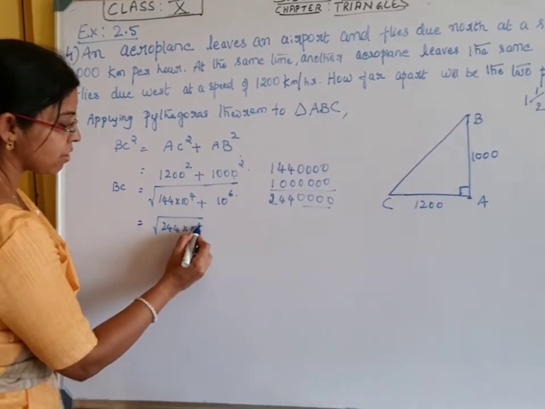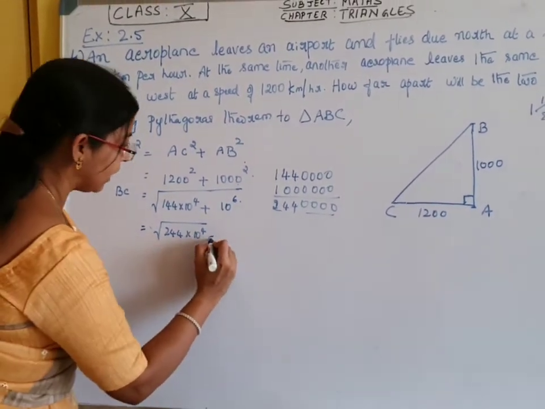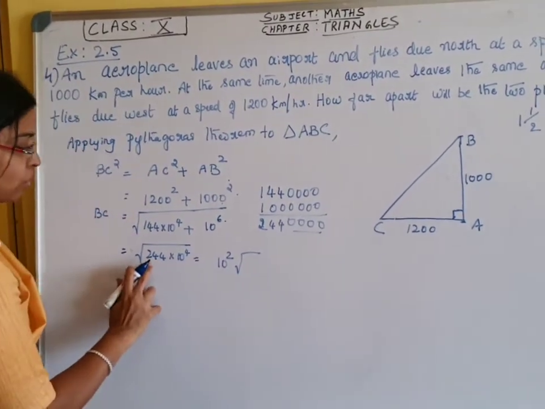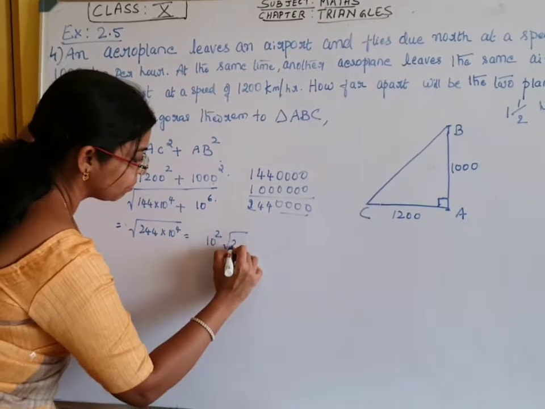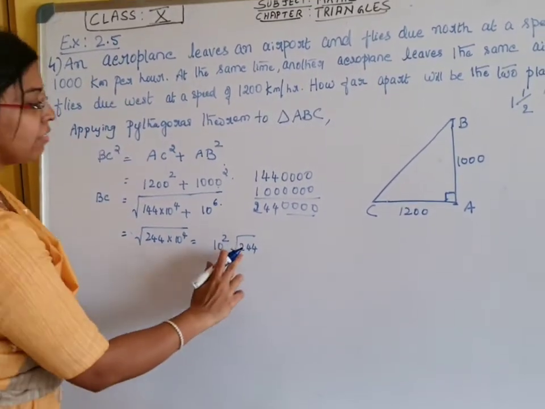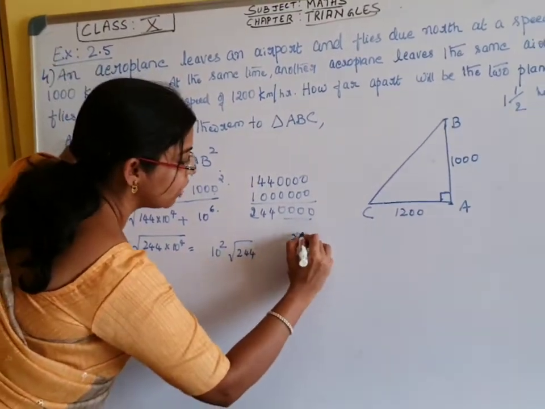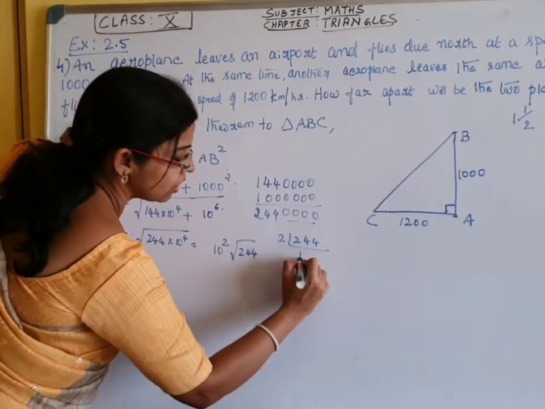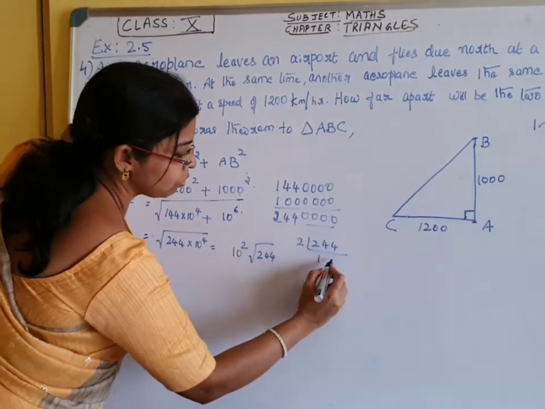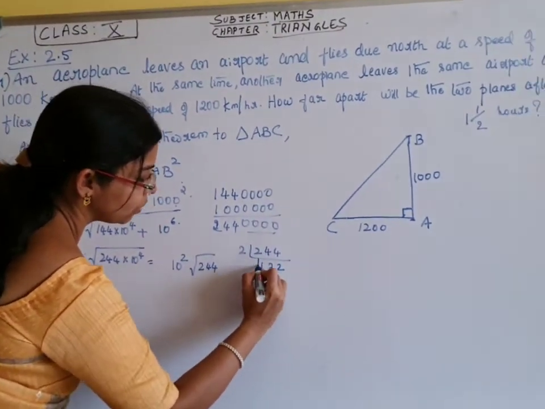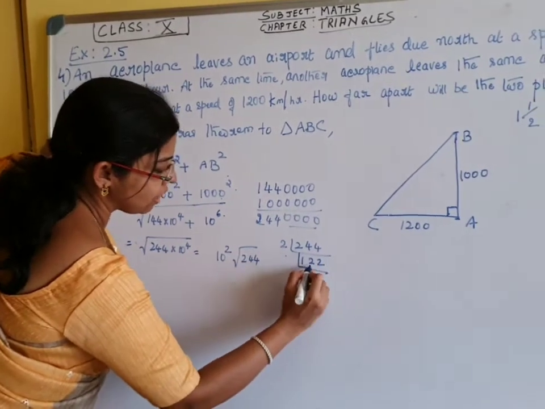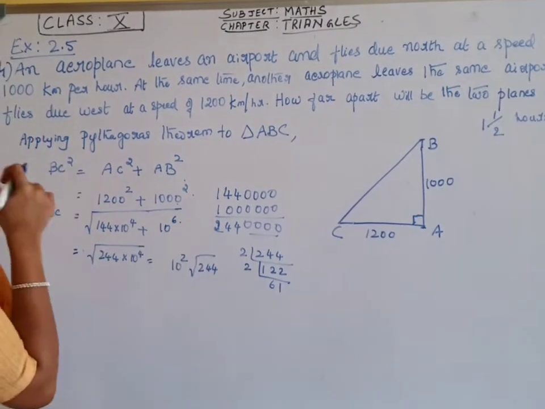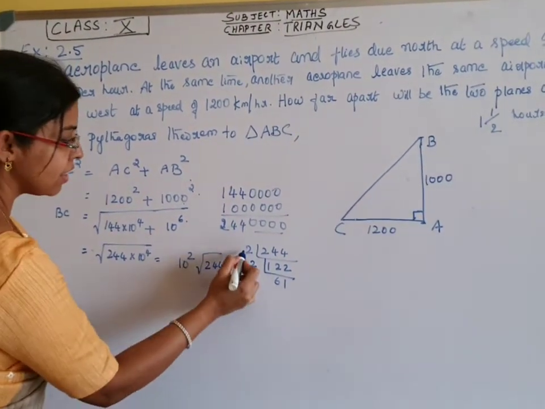So 10 to the power of 4 is a perfect square. When it comes out of the square root, it gives 10 square, and root 244. Again we need to find the square root of 244. We will factorize. Take 2 as a multiple. 2 is a multiple of 244, so it leaves 122. 122 again, you can take it as 2 into 61. 61 is a prime number, so we will stop at this.